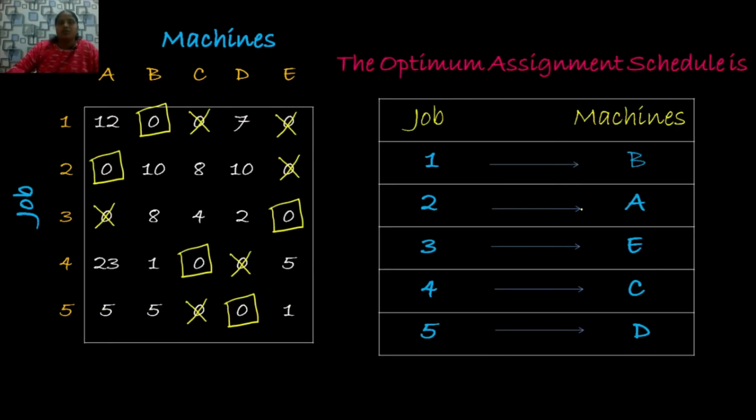So the optimum assignment schedule for the given problem is 1 to B, that is, job 1 is assigned to machine B. 2 to A, that is, the second job with machine A. And third with E, fourth with C, and fifth with D.